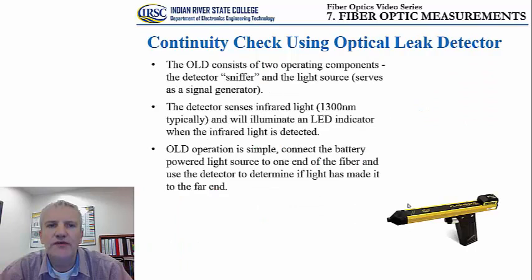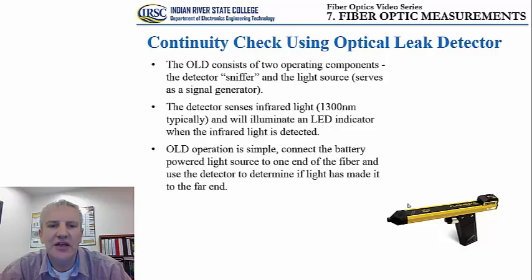You may also perform continuity check using an optical leak detector. This type of device works in a slightly different way than a visual fault locator, in the sense that it consists of two test devices. We have a detector sniffer that's going to be connected on the receiving end of the optical fiber, and on the transmitting side, we have a light source that's going to serve as a signal generator. So you are shooting an invisible infrared light, typically at around 1300 nanometers, from the power source. That signal is going to propagate along the optical fiber and eventually illuminate an LED indicator on the detector on the receiving side, and that's how the infrared light is going to be detected.